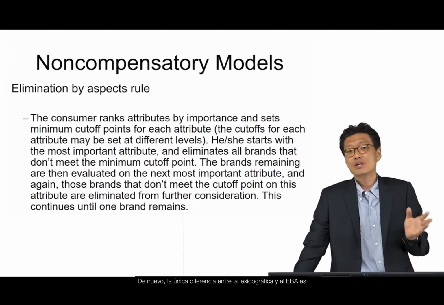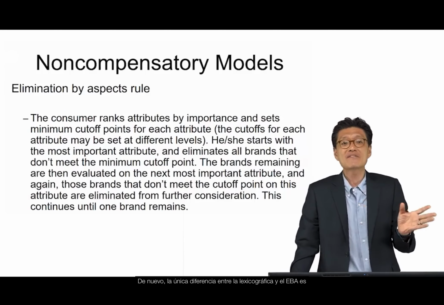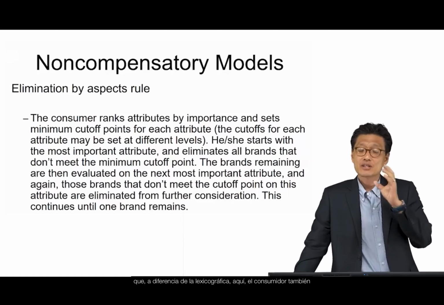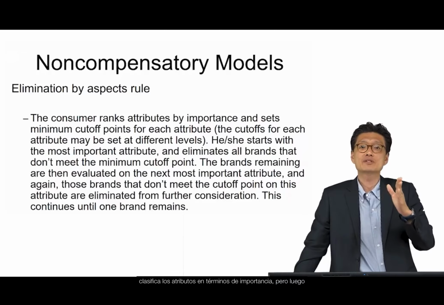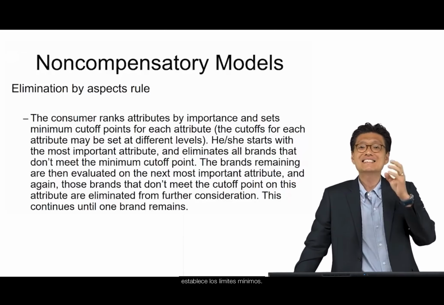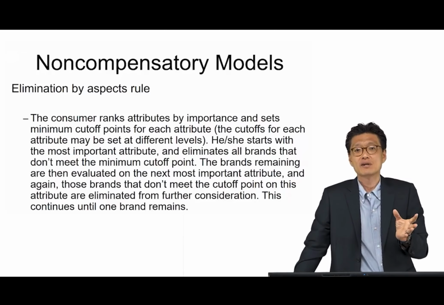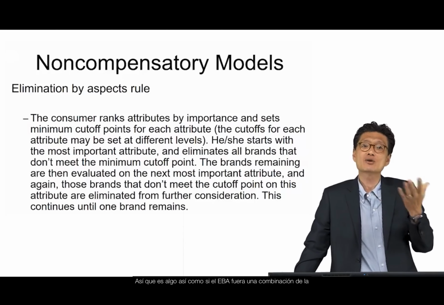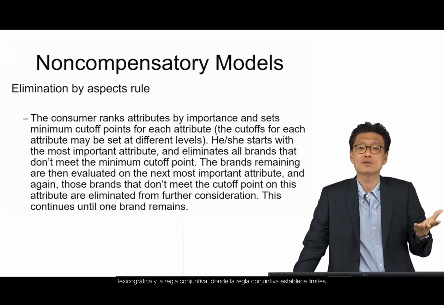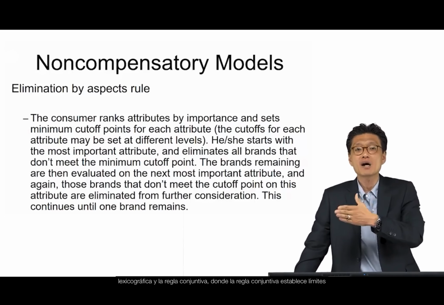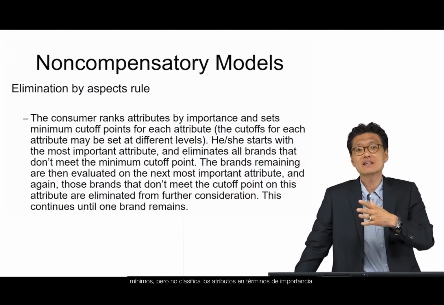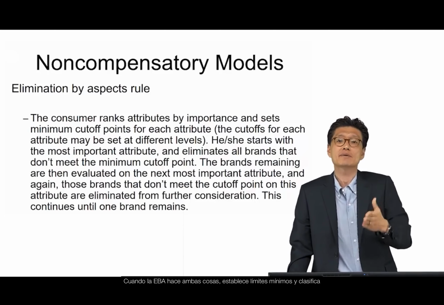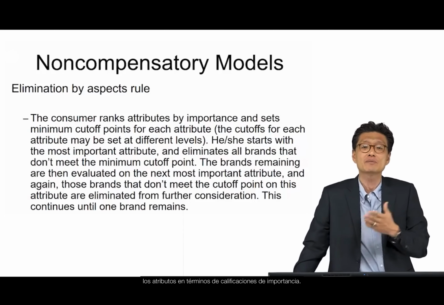So again, the only difference between the lexicographic and the EBA is that, here the consumer also ranks the attributes in terms of importance, but then sets the minimum cutoffs. So it's kind of like the EBA is a combination of the lexicographic and the conjunctive rule. Right? The conjunctive rule sets minimum cutoffs but does not rank the attributes in terms of importance, whereas the EBA does both. It sets minimum cutoffs and ranks the attributes in terms of the importance ratings.